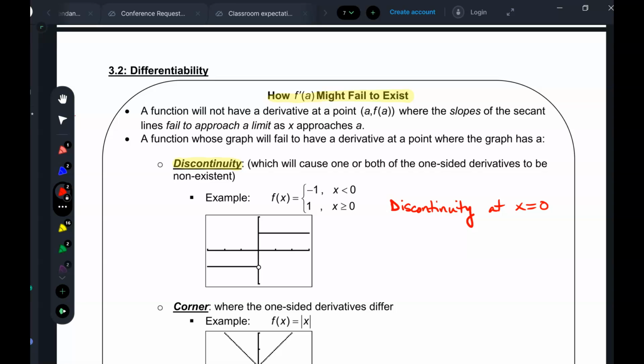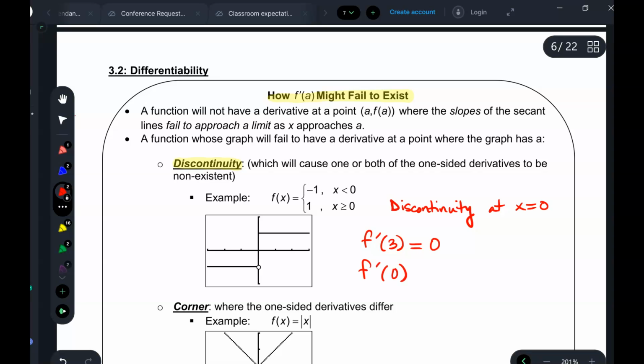Oh, so you can break apart a function, and then it can be different. Exactly. So if I said f prime of 3, oops, sorry, not 1. The slope is 0. Sorry, f prime of 0. I said it backwards. The value is 1, but the derivative, the slope, is 0. But f prime of 0 does not exist. We just don't have it.